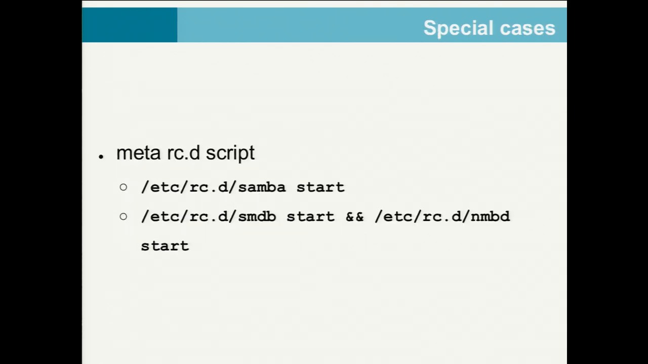So there are also a few special cases that we have to take into consideration. We have a notion of what we call meta RCD scripts. Those aren't really RCD scripts, they're just regular shell scripts that basically run other RCD scripts in the order that you pass them. It's used typically for, like Samba, where you can start SMBD and NMBD, but there are also applications like Bacula where you want to run the director and the client on the same machine, or the Zarafa groupware, which has like 7 or 8 different daemons. You don't want to have to enter all of them. You just have a meta script that will run all of them in sequence.